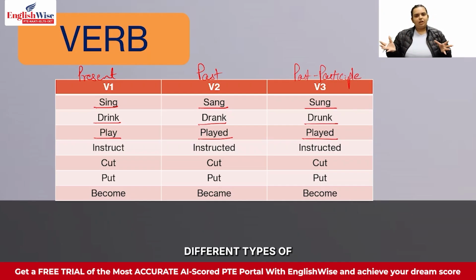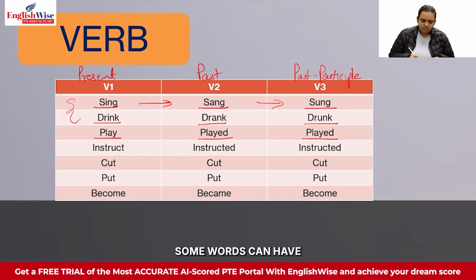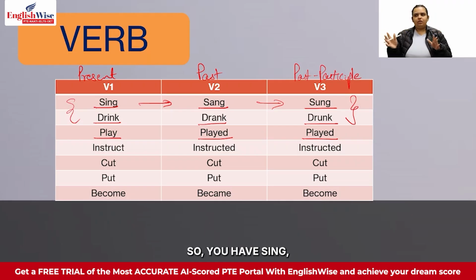So these are the different forms of verbs we have. You will go from sing to sang to sung. That is V1, V2, V3. In the same way you have drink, drank, drunk. So this gives us an example that some words can have different spellings in all three forms. So you have sing, sang, sung, drink, drank, drunk.